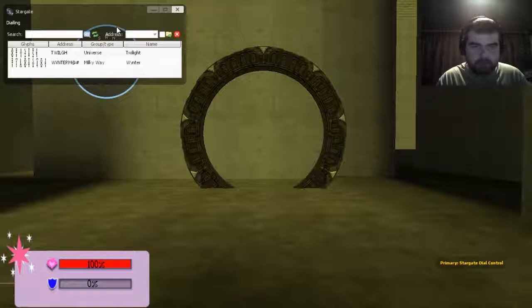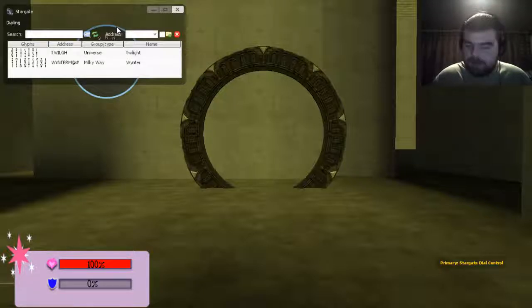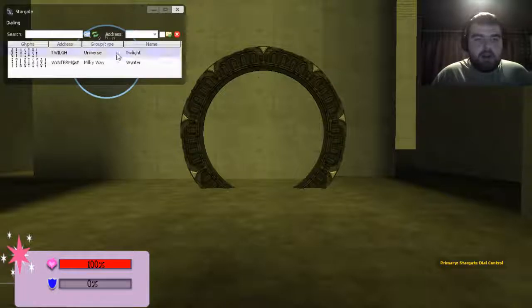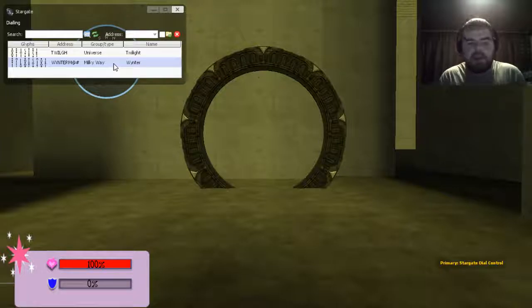So, let's get started. At the top left corner of your screen, there's a little dialing HUD. It has the dialing symbols, known as Stargate addresses. One of them is a 7 symbol address, one of them is a 9 symbol address. The address in blue is for this Universe Stargate. The other one is different, because they are two different Stargates. This one is a Milky Way gate, because it uses another symbol in the address.